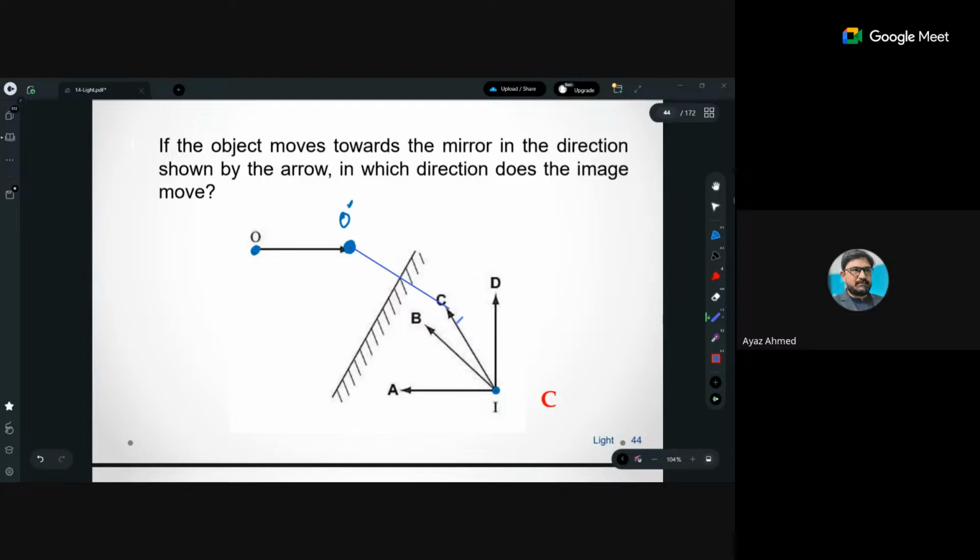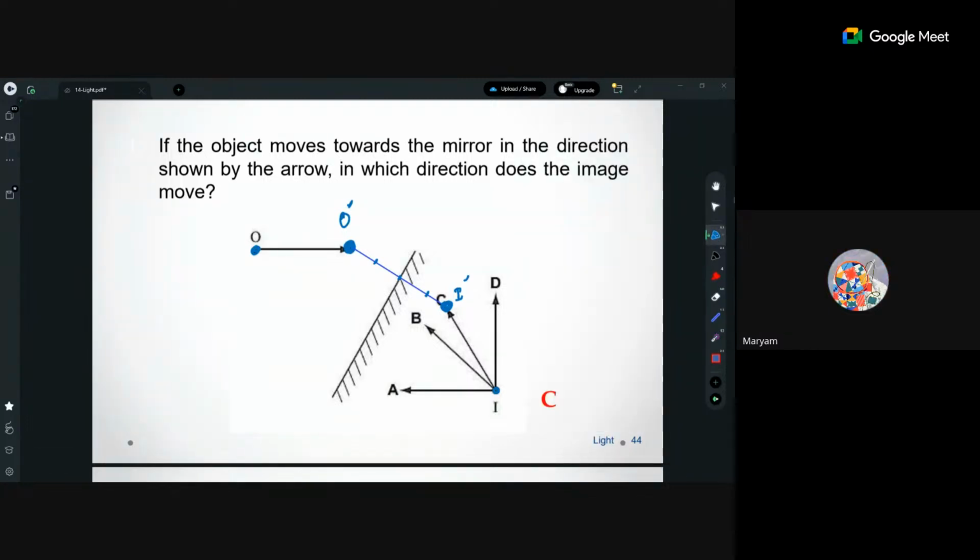So the line should be perpendicular to the mirror, and if this is at C, the distance of this object from the mirror should be equal to the distance of the image from the mirror. So this is the new position of the image. Is this very clear to everyone? Any confusion?